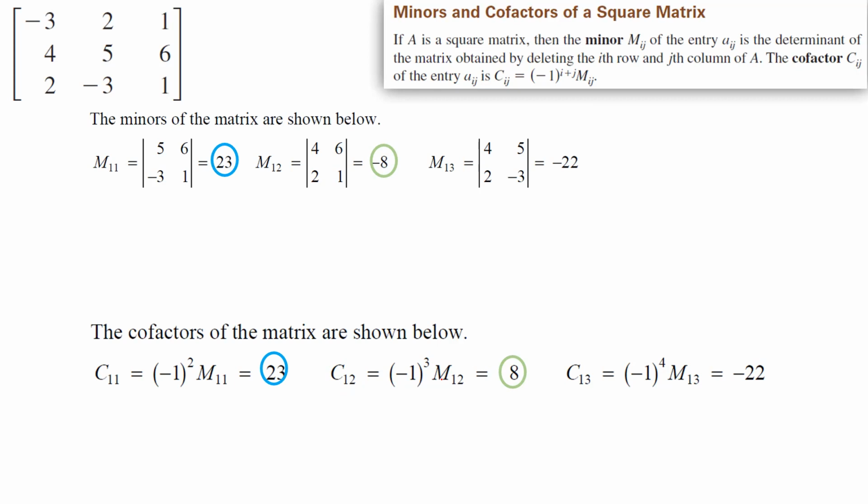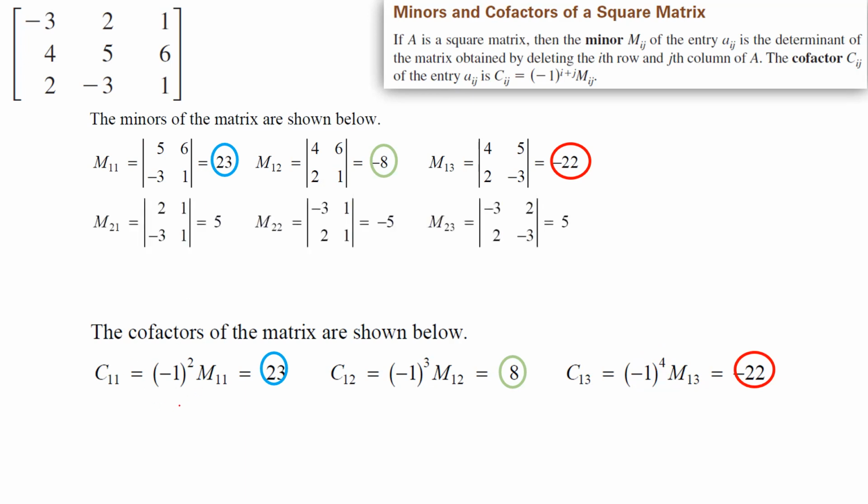Now for the minor for the first row and the third column, you got negative 22. We're going to use that to calculate the cofactor for the first row and the third column, which is negative 1 to the power 1 plus 3, which is 4, times the minor for the first row and third column. But negative 1 to the power 4 is 1. Multiplied by negative 22 gives you negative 22. By using each minor, we can find each cofactor. So let us go to the next set.